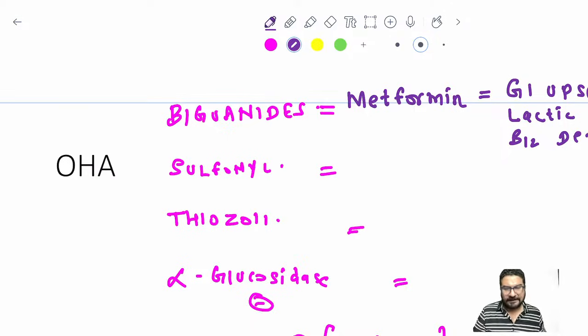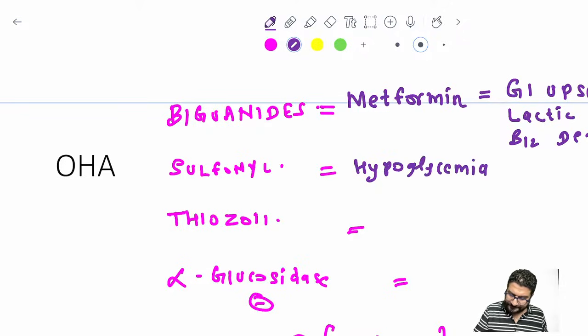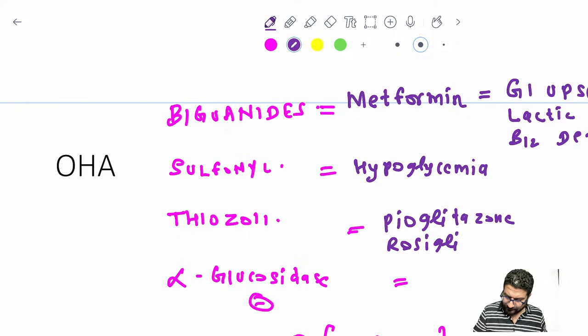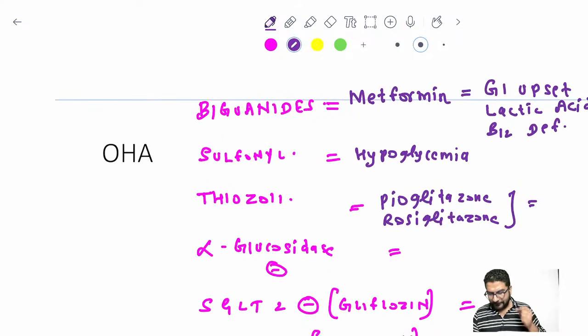Sulfonylureas, understand, like these are glimepiride, glibenclamide, gliclazide. So these are the drugs which will cause hypoglycemia. Thiazolidinedione. So we have pioglitazone, rosiglitazone. So these are actually the drugs which are very effective in Indian population. पता नहीं कुछ reason है, because they are mainly affecting your centripetal obesity. So these drugs are very effective. Just remember these drugs are something which is having some risk of bladder cancer, especially with pioglitazone.